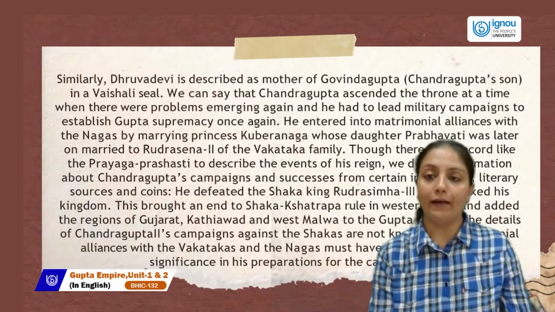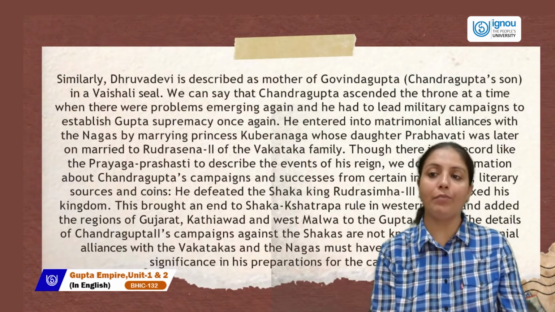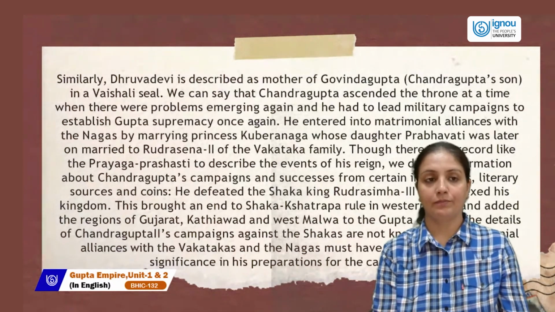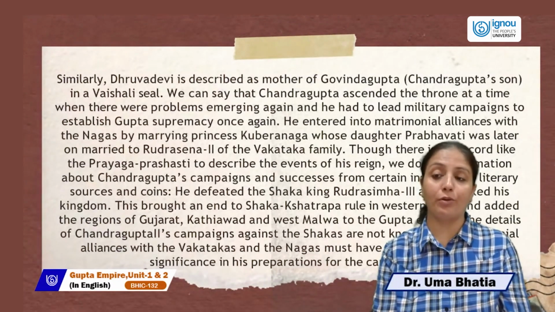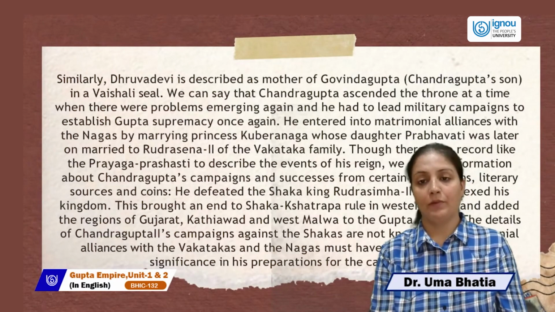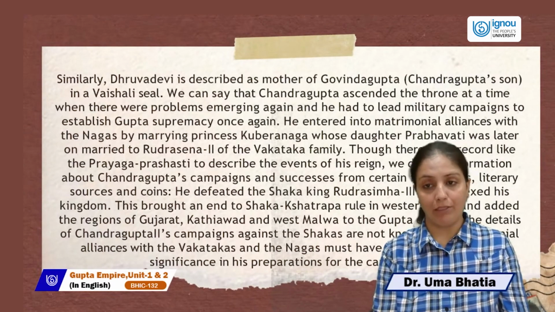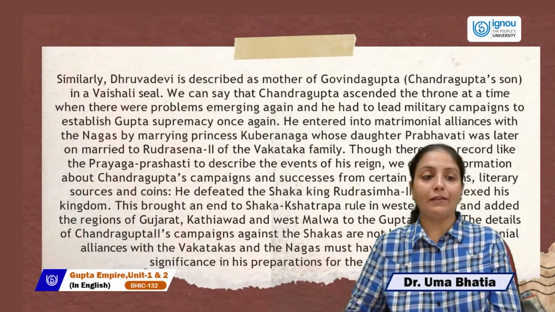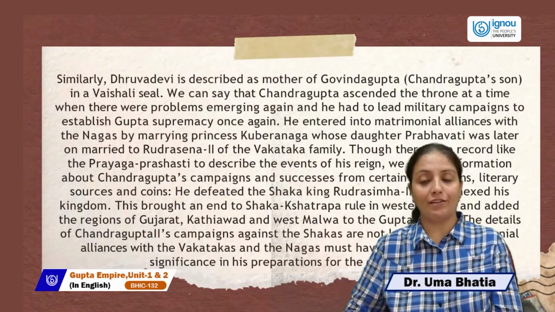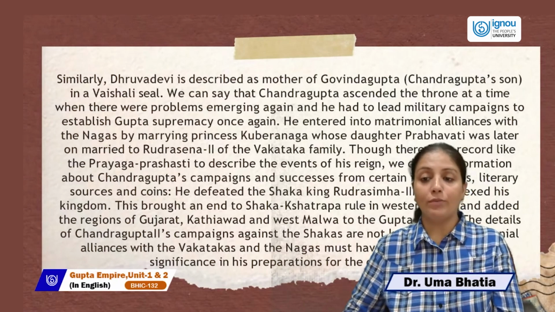We can say that Chandragupta ascended the throne at the time when problems were emerging again, and he had to lead military campaigns to establish Gupta supremacy once again. He entered into matrimonial alliances with the Nagas by marrying Princess Kuberanaga, whose daughter Prabhavati was later married to Rudrasena II of the Vakataka family. Though there is no record like the Prayag Prashasti to describe the events of his reign, we do get information about Chandragupta's campaigns and success from certain inscriptions, literary sources, and coins.